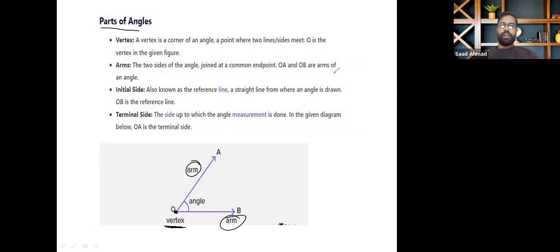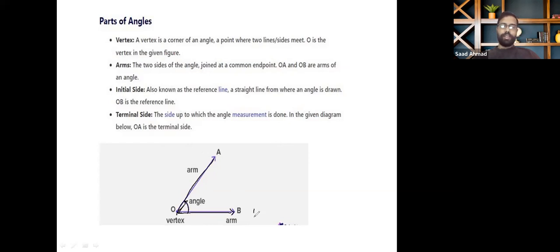OA and OB are the arms of the angle. So this one, OA is the arm, OB is an arm here. The initial side is also known as the reference line, a straight line from where the angle is drawn. You have to draw one line first, then you will draw the second line. So the line from where you started, you measure from there, then you open your protractor or compass and draw the second line.